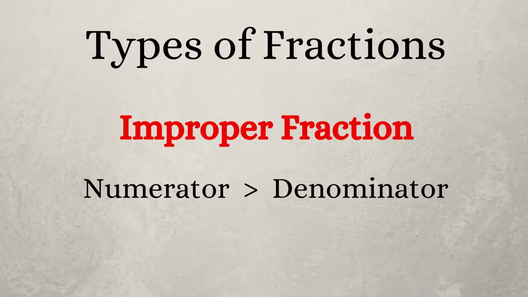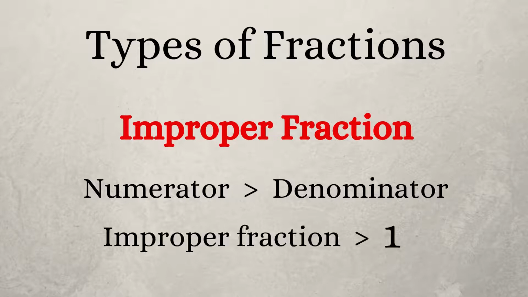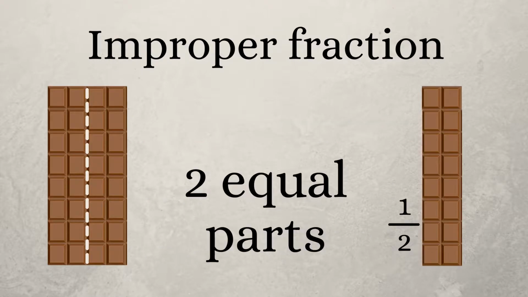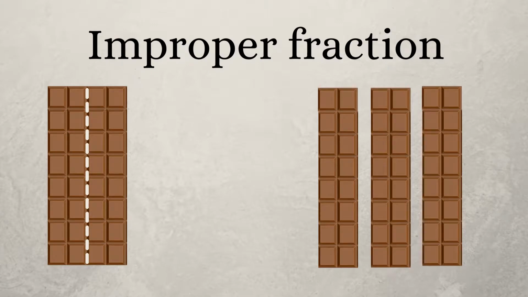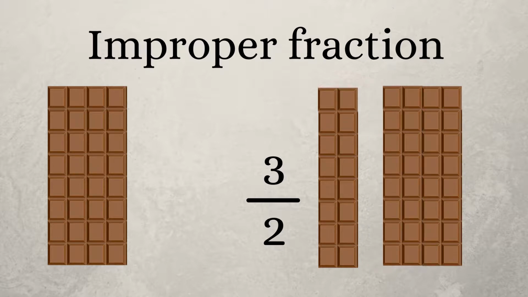Here the numerator is larger than the denominator, which means it's always more than a whole. Let's see how. Say the bar of chocolate is divided into 2 equal halves and you have 3 of these halves. So putting it together, we would have 3/2. So here we can see that the numerator is greater than the denominator and we have more than the whole chocolate.